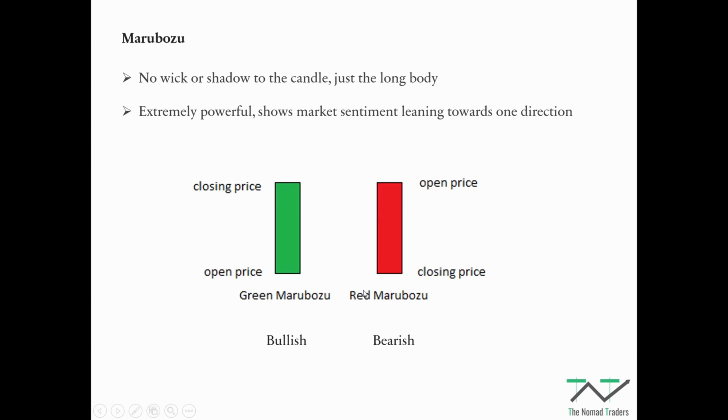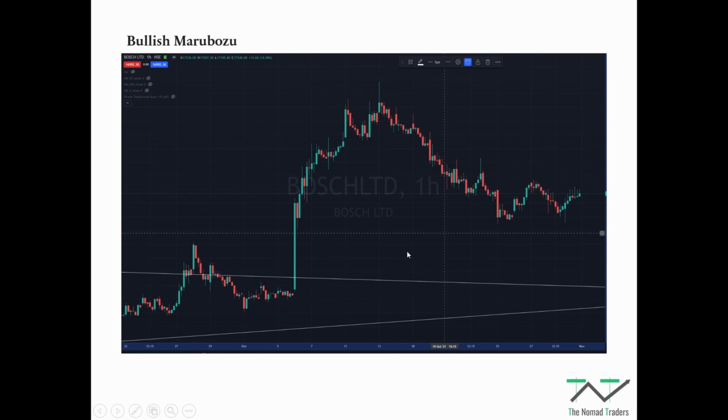In this particular candle, the price has opened up here, the sellers started selling and pushed the price all the way down, and the closing price and the lowest price are one and the same. This is a red Marubozu. This indicates a strong negative sentiment. Let's take a look at the examples.